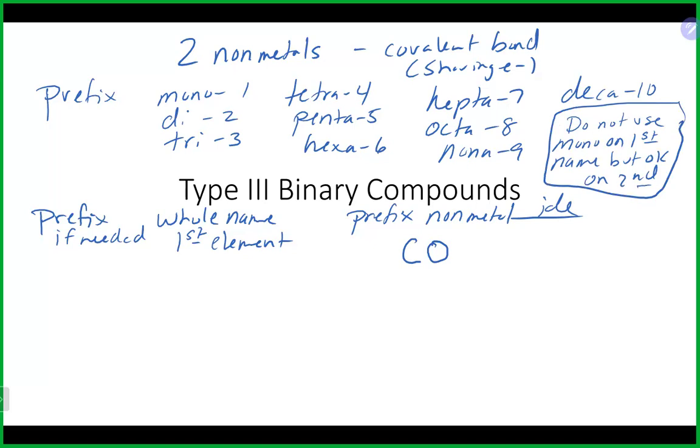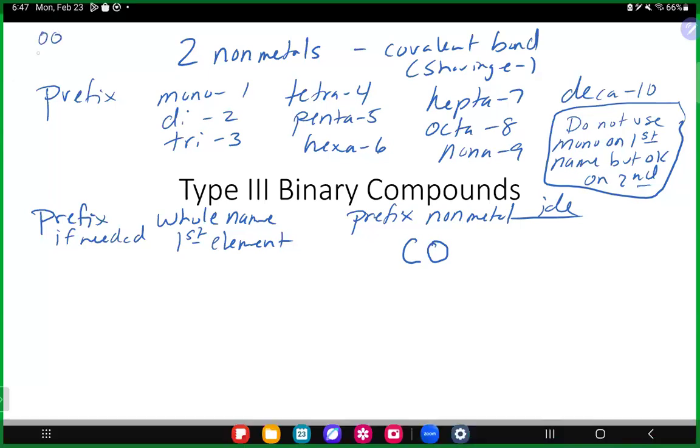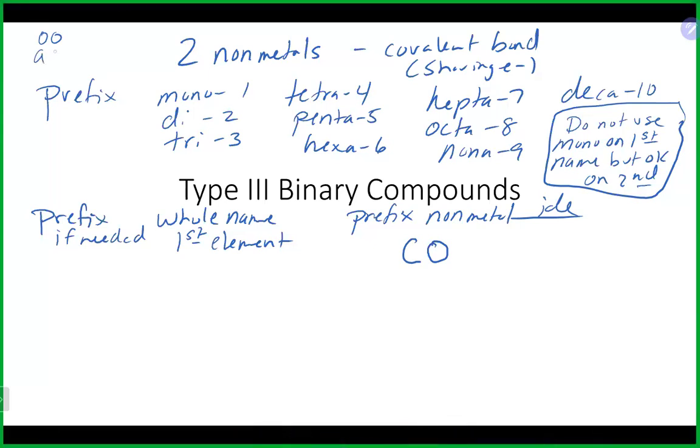The other thing that happens when we put prefixes in front of element names is sometimes we will get two vowels that back up to each other. From the prefix and the first letter of the element, we may get two O's that back up to each other, one from the prefix, one from the element. We may get an A and an O that back up to each other, the A from the prefix, the O from the element name.